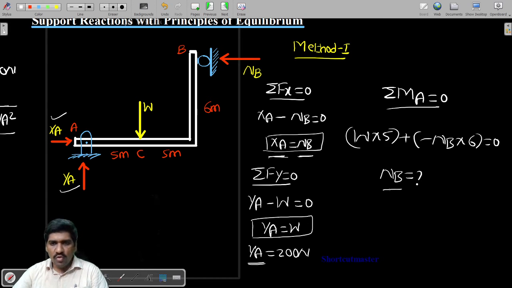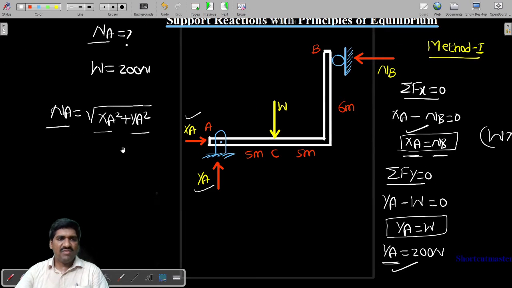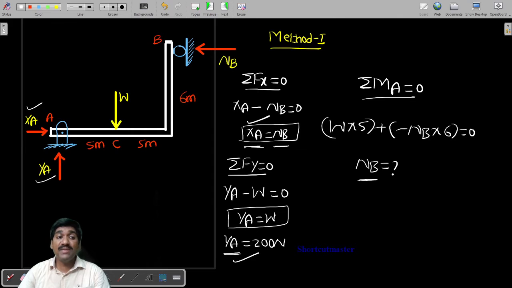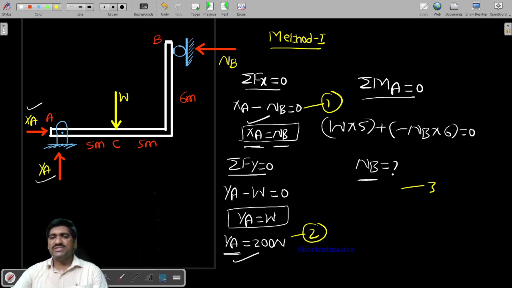Now, if you know NB, we can bring out XA, and YA is already known. If you know XA, YA from these equations, can you bring out the value of NA or not? Yes. Now tell me, for getting NA, how many equations are we utilizing in total? We're using equation number 1, equation number 2, and equation number 3. Three equations I'm using here.